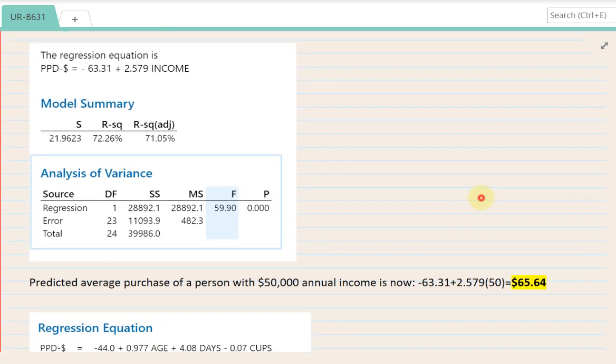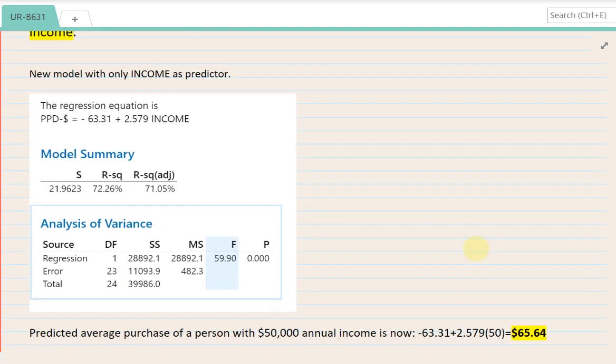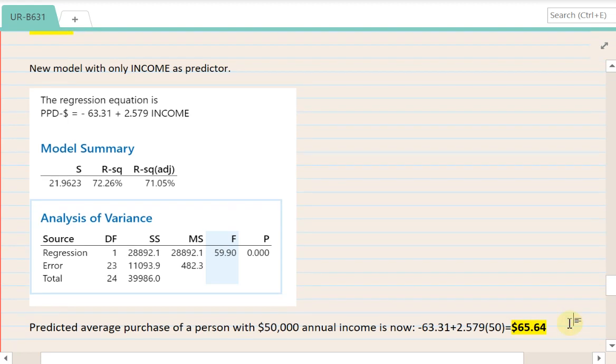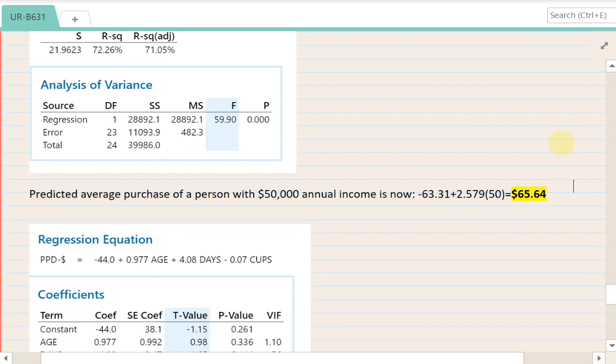And I made a new prediction based on this regression equation, this one. Okay, so I made a new prediction. I plugged in 50 in here, multiplied by 2.579, subtracted 63.3, and I got 64 down here. Right in here, see, 64. Now note this prediction is not too far from the previous one. Remember, the previous one was about $64, now about $65.